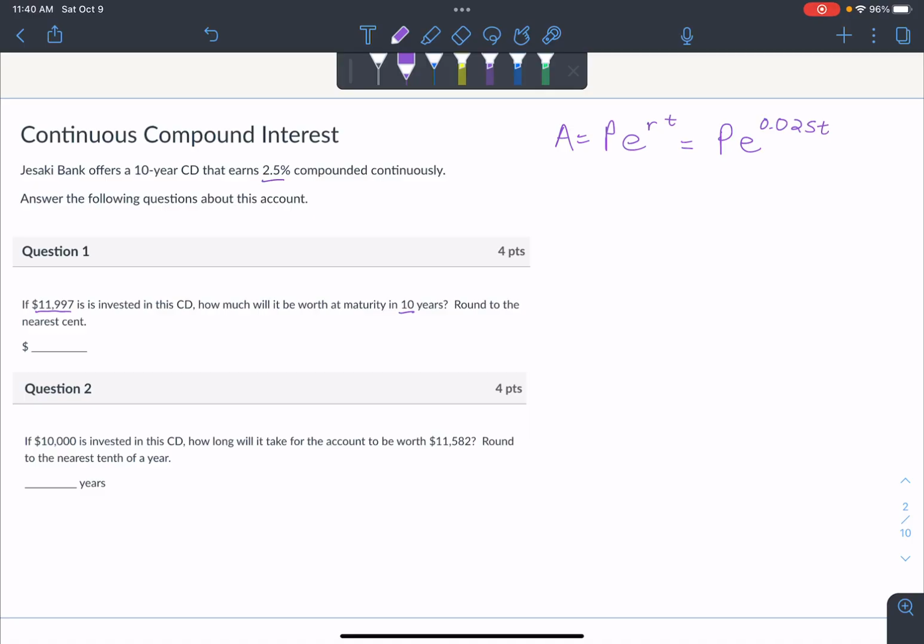And so for question 1, we want to find A of 10, right? We want to plug in 10 for T, and we want to know when my principal, my 11,997, is invested initially, how much is it worth after 10 years? So you just need to plug that into the calculator and you should get 15,404.45. And that's in dollars. So that's our answer for number 1.